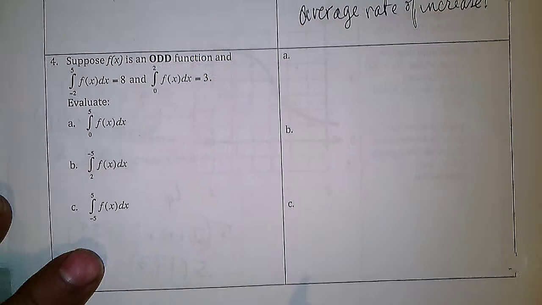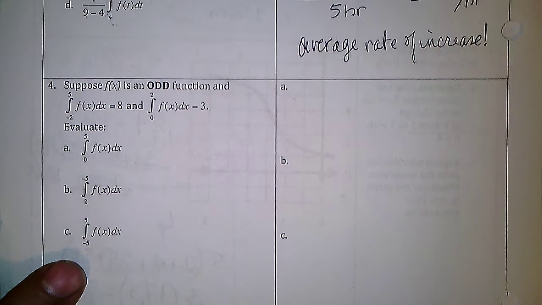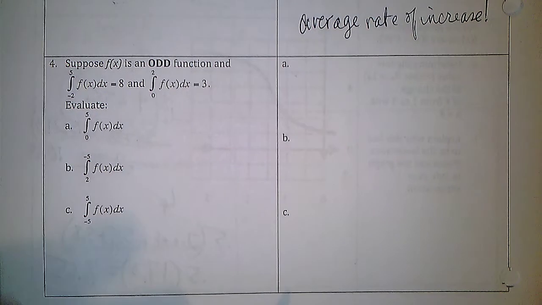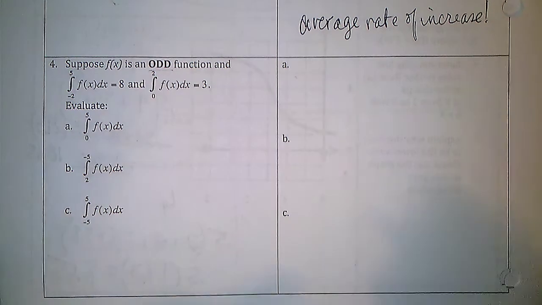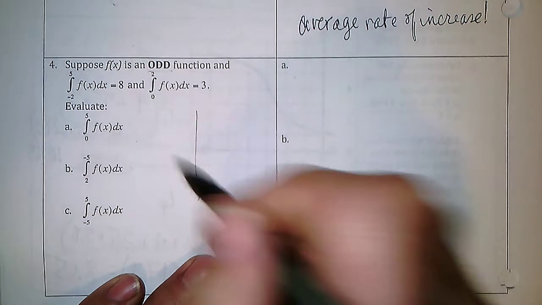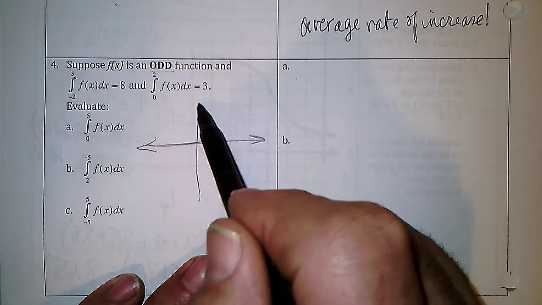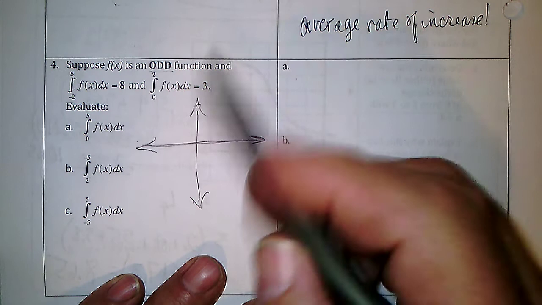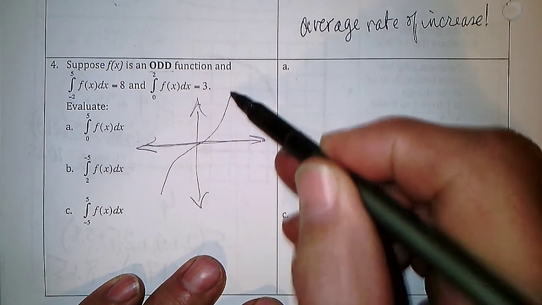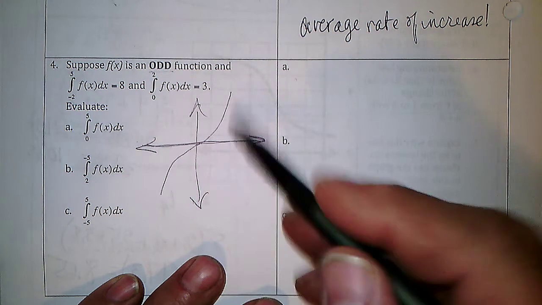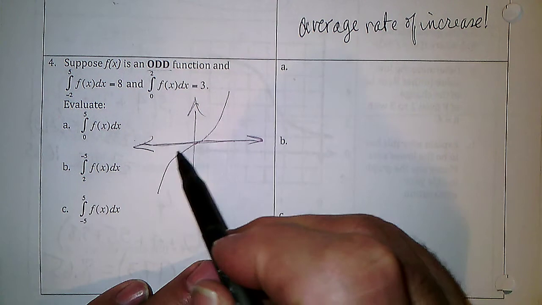Okay, number 4. This one is a clever one. Let's see if you can understand. So we have an odd function. The key thing to remember on an odd function is that it has origin symmetry, like x cubed. Whatever it does on this side, it does up here, so any odd function will have this symmetry.